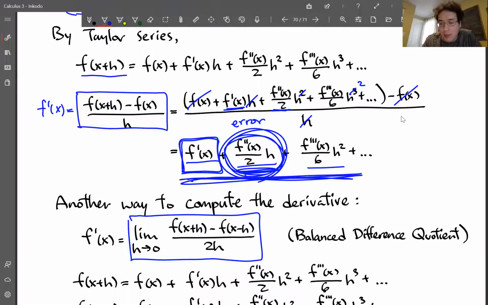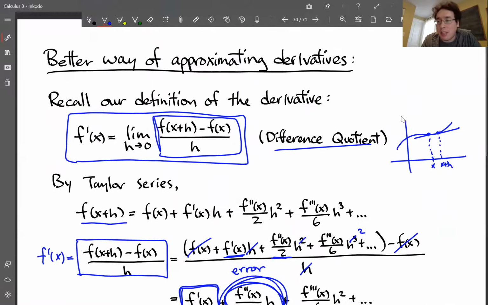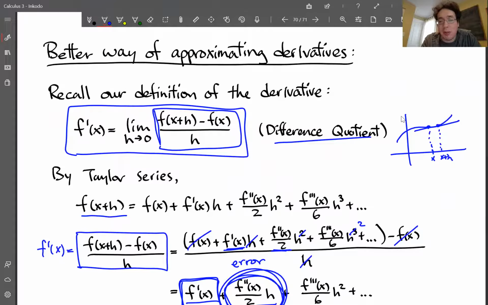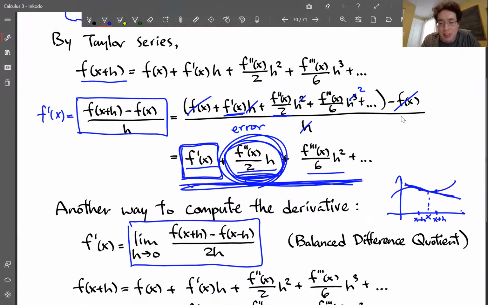So here's the picture, and I want the derivative at x. The way to look at the balanced difference quotient is you take 2 points equally spaced to the right and the left. So you're looking at x plus h and x minus h. And now you're looking at a secant line passing through both of those points. So it's almost the same amount of work as this. You still have to compute f. You still have to subtract. You still have to divide by something.